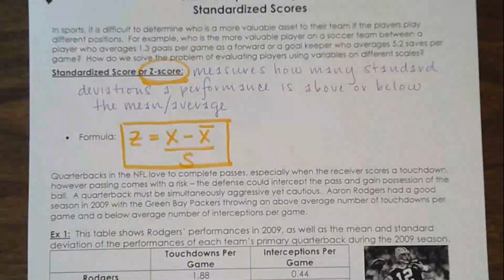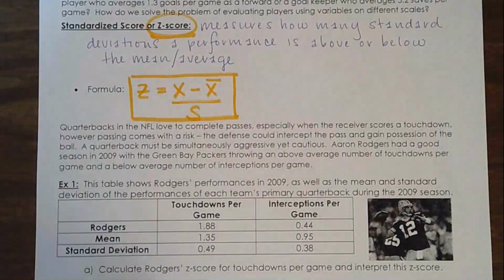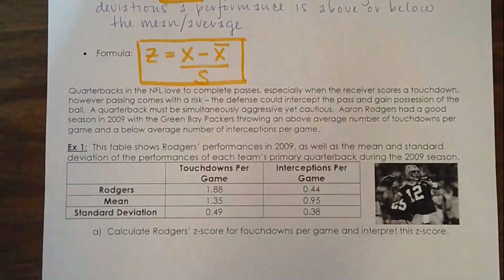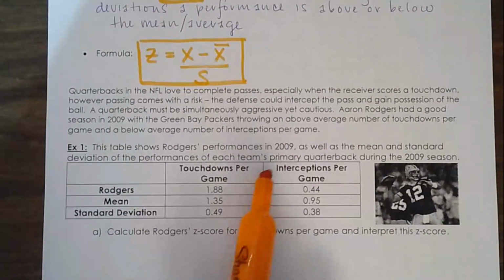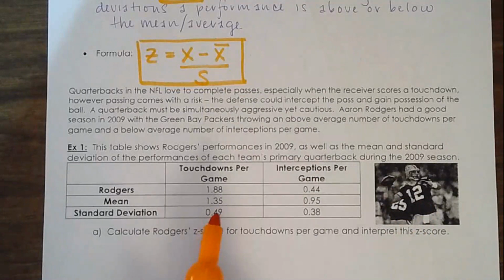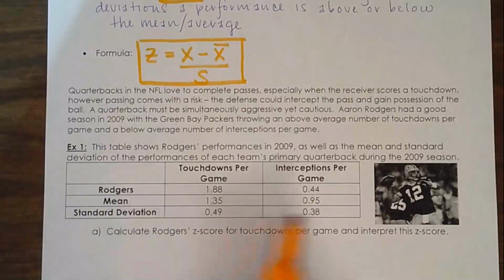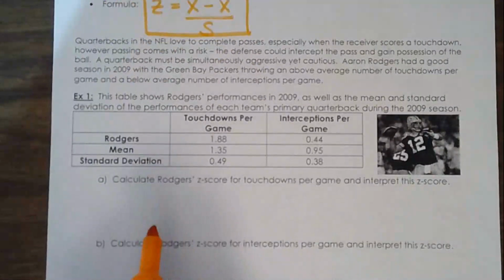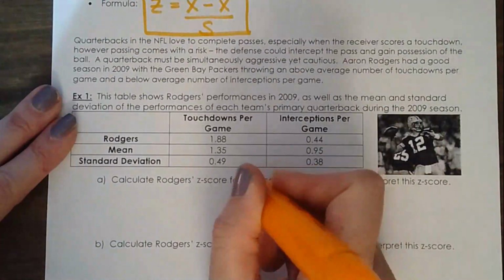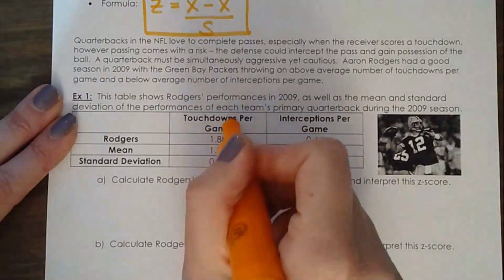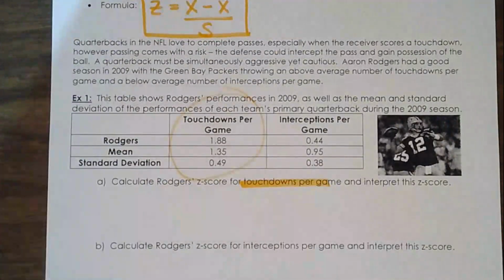Quarterbacks in the NFL love to complete passes, especially when the receiver scores a touchdown. However, passing comes with a risk. The defense could intercept the ball for a turnover. So we have data here for Aaron Rodgers' performance in 2009 for two different variables, his touchdowns per game and his interceptions per game. It says, calculate Rodgers' z-score for touchdowns per game and interpret this score. So we're going to be looking at this column right here.